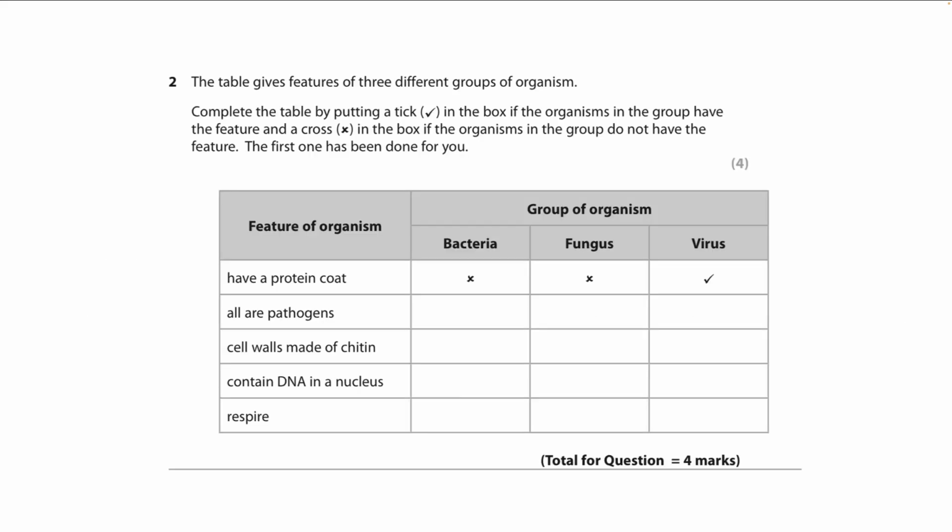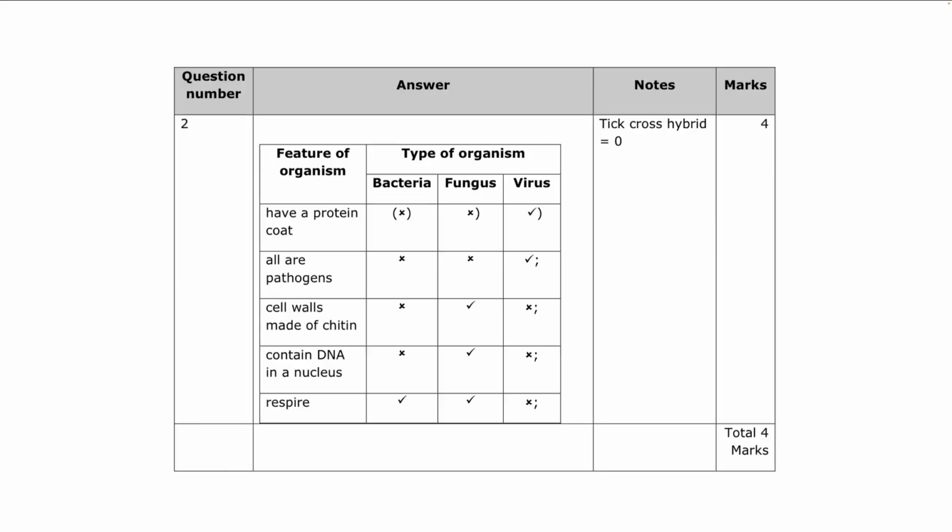Now try this second question. And here is the mark scheme. Quite simple, just ticking the boxes. Viruses have protein coats, the other two don't. Not all bacteria and fungi are pathogens, but all viruses are.